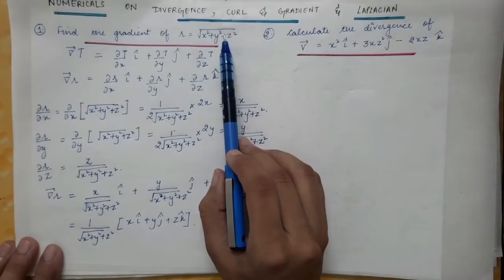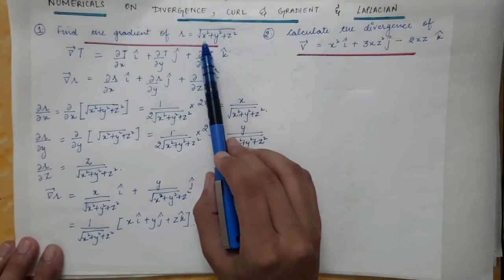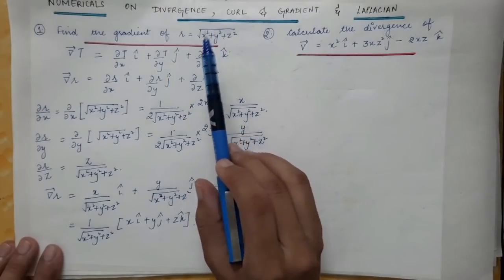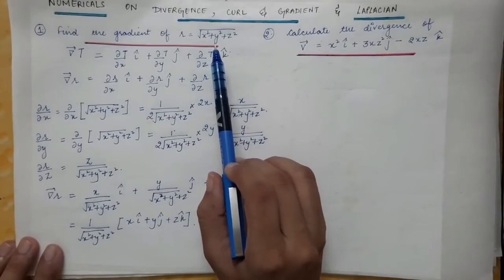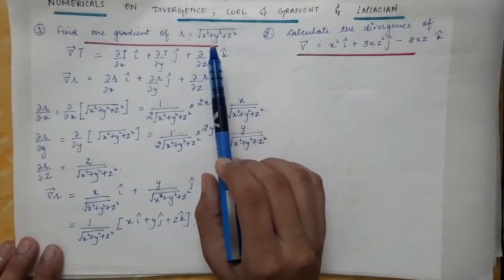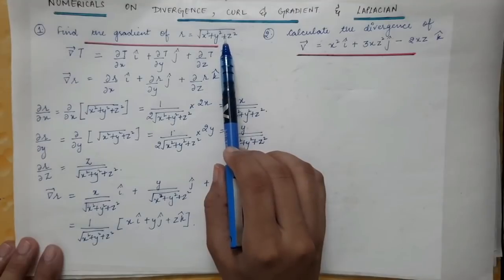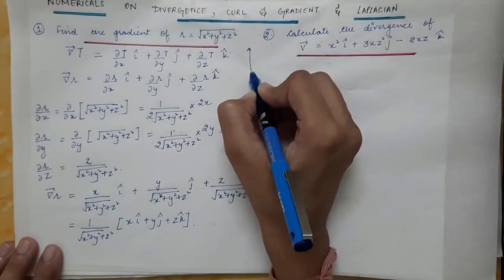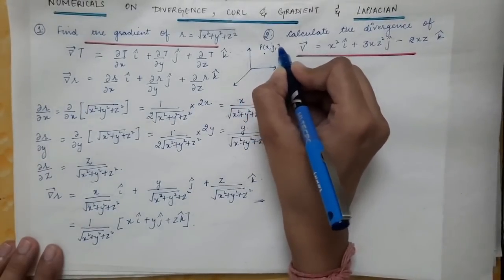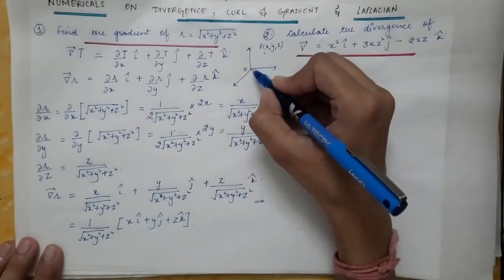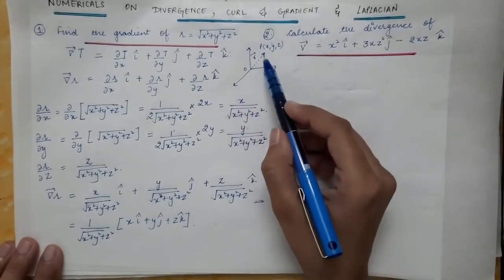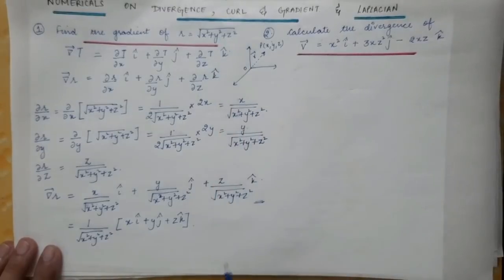So let's say you have any point in space, capital P, and its coordinates are x, y and z. The vector from the origin to that point will be the position vector of that particular point, and its magnitude will be given by under root of x square plus y square plus z square, and that vector will be represented by r vector. So if we have this coordinate system and this is the point P whose coordinates are x, y and z, the vector from the origin to this point P will be small r vector, and its magnitude will be under root of x square plus y square plus z square.